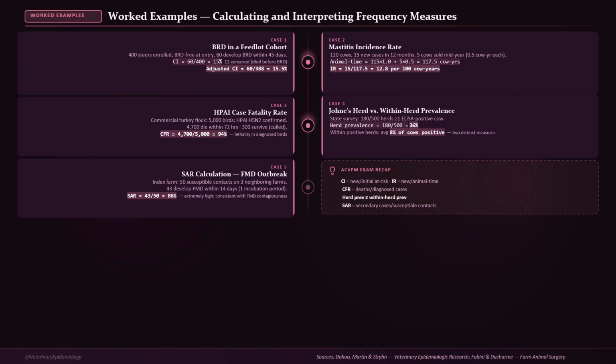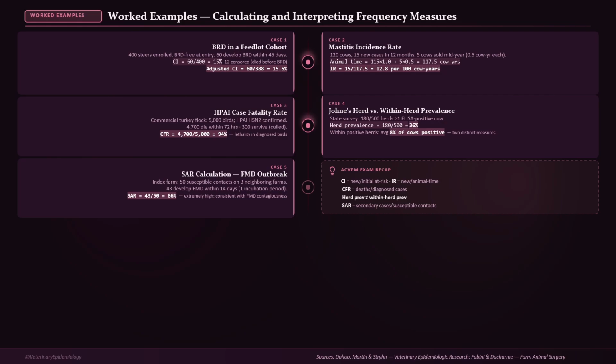Case 4. Herd prevalence versus within herd prevalence. A state survey finds 180 of 500 herds with at least one ELISA positive cow, so herd prevalence is 36%. But within those positive herds, on average, only about 8% of cows are positive. Two genuinely different measures. Don't blur them.